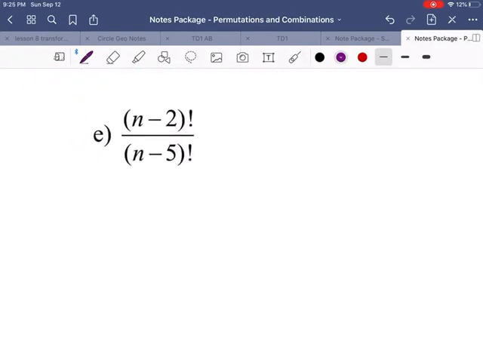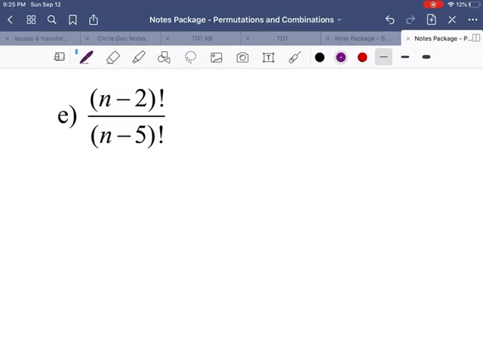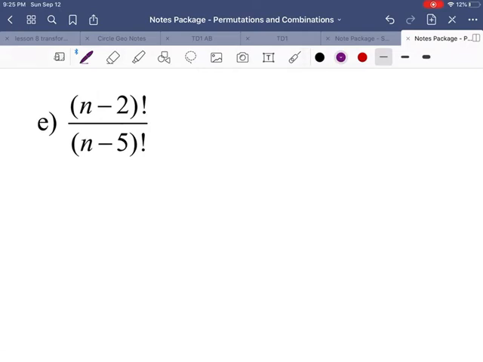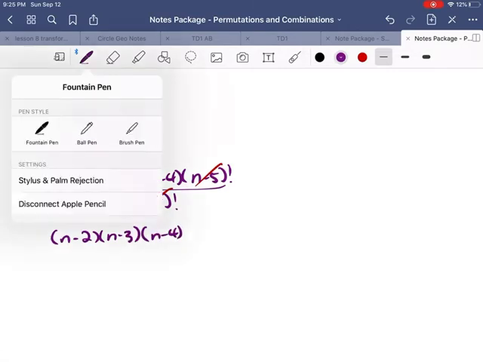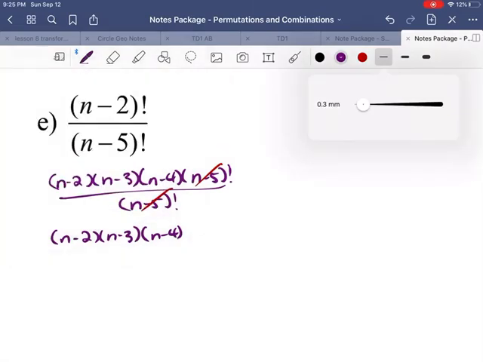Right, n minus 2 factorial over n minus 5 factorial. So n minus 2 factorial is then going to go to n minus 2, n minus 3, n minus 4, and n minus 5 factorial. And there's our denominator. So that's going to simplify, and then we're left with n minus 2, n minus 3, and n minus 4. Okay.